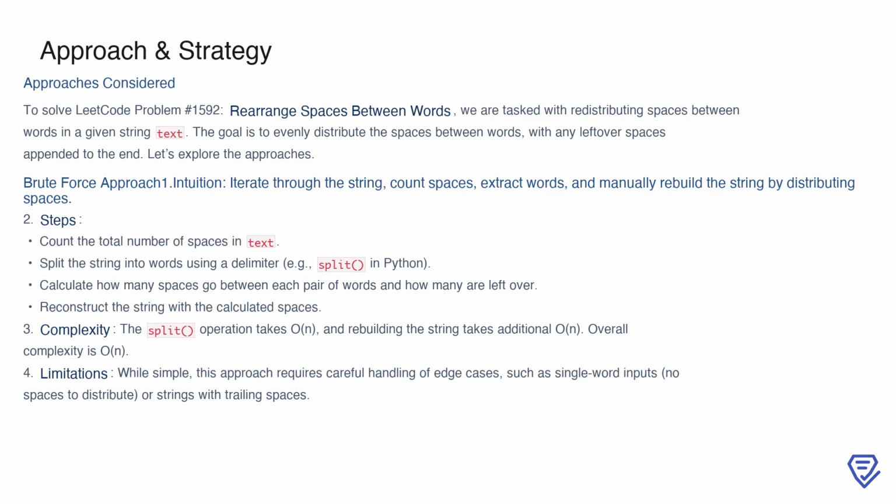A straightforward approach to this is brute force. Here, we start by counting the total number of spaces in the string. Next, we split the string into words using a method like Python split. This gives us an easy way to separate the words from the spaces. Once we have the words, we calculate how many spaces should go between each pair of words and how many will be left over. Finally, we rebuild the string by inserting the calculated spaces between words and appending any leftovers at the end.